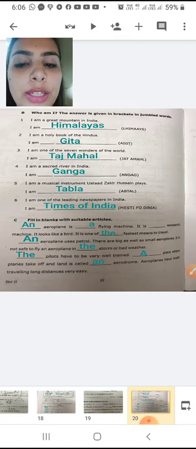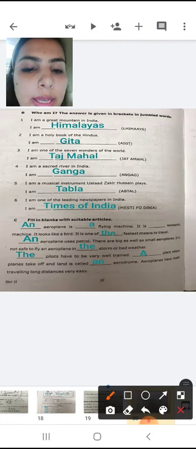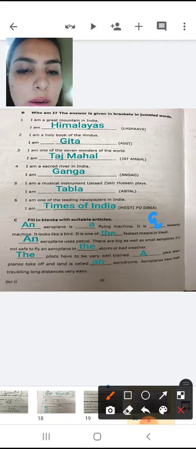So the first dash is, dash aeroplane is. So aeroplane starts with the word A and it is a vowel. So we have to write N before aeroplane. So an aeroplane is dash flying machine. So flying machine starts with the word F. F is a consonant, so we write A. So an aeroplane is a flying machine. Next is, it is what? It is a wonderful machine.